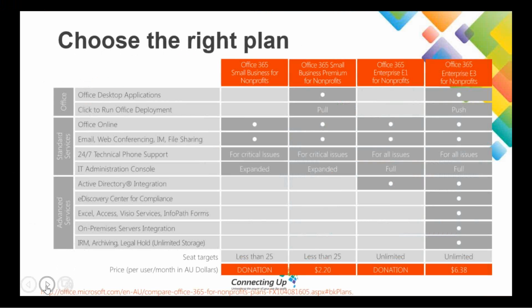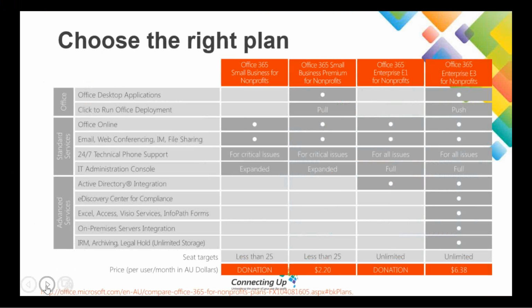Now, if you need Office for your computer as well, then you've got a couple of different options here. Office 365 Small Business Premium for Nonprofits is available, and it's very similar to Small Business for Nonprofits, except that you get the desktop applications. And then there's the E3 Enterprise plan, which is a bit more expensive, but also includes a number of other features and obviously the desktop applications.